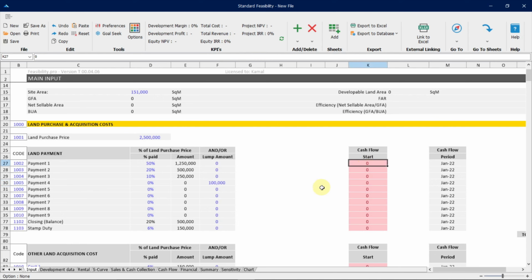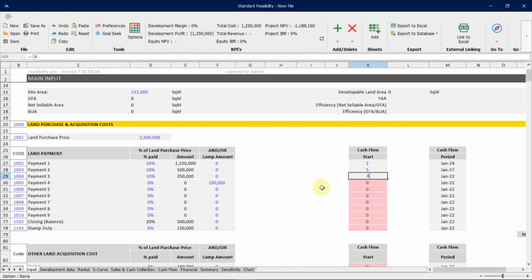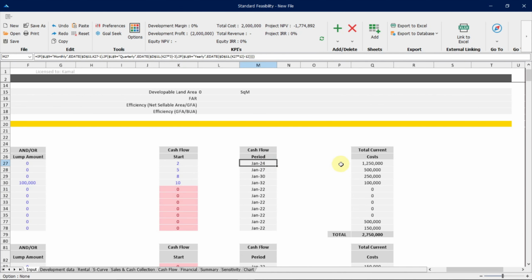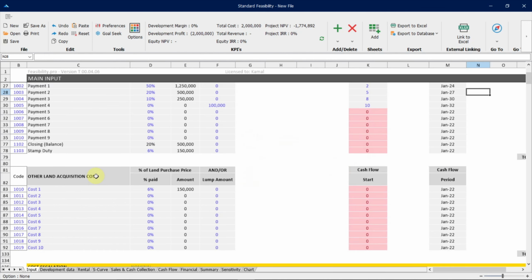Then we enter the period of payment. Cash flow period and total cost will appear here. You may enter other land acquisition cost in a similar way.